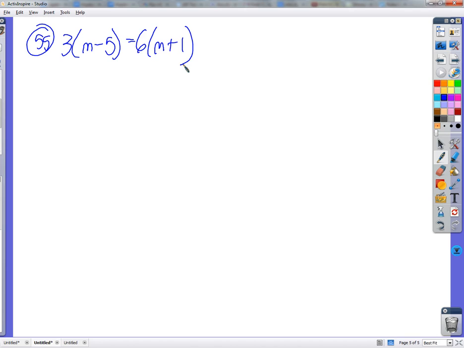We're starting to really see some diverging answers here. That's why we're seeing different answers, because I wrote 55, the number, and then I wrote down the problem 35.